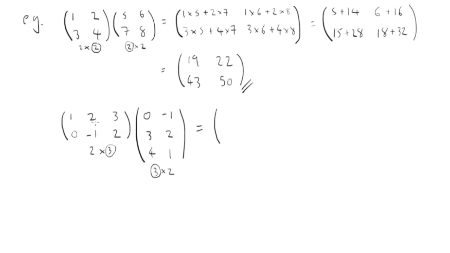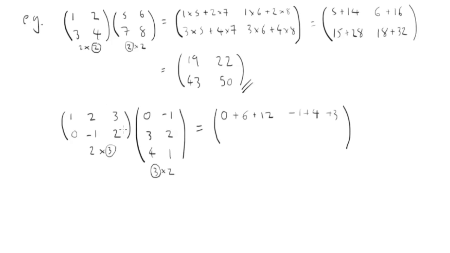So the method is exactly the same. We go across the first row and down the first column, but this time there are 3 elements instead of 2. So 1 times 0 is 0, 2 times 3 is 6, and 3 times 4 is 12. So that's first row, first column done. Moving along to the first row, second column, I have 1 times minus 1, which is minus 1, 2 times 2, which is 4, and 3 times 1, which is 3. That's the first row done.